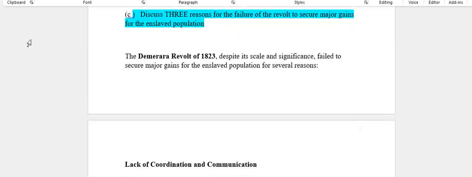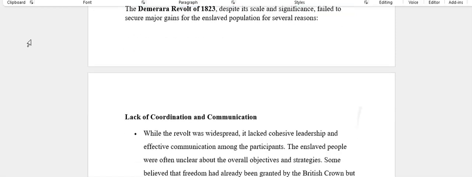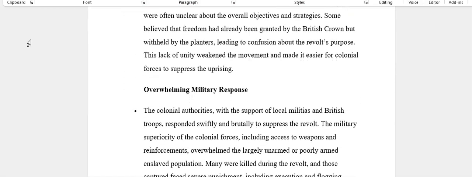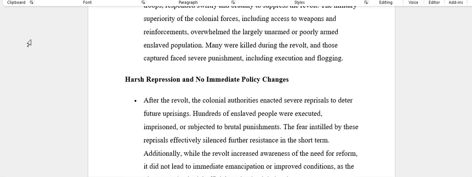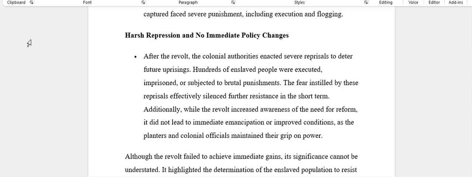Another reason for the failure of the revolt to secure major gains for the enslaved population was harsh repression and no immediate policy changes. After the revolt, the colonial authorities enacted several reprisals to deter future uprisings. Hundreds of enslaved people were executed, imprisoned, or subjected to brutal punishments. The fear instilled by these reprisals effectively silenced further resistance in the short term. Additionally, while the revolt increased awareness of the need for reform, it did not lead to immediate emancipation or improved conditions, as the planters and colonial officers maintained their grip on power.